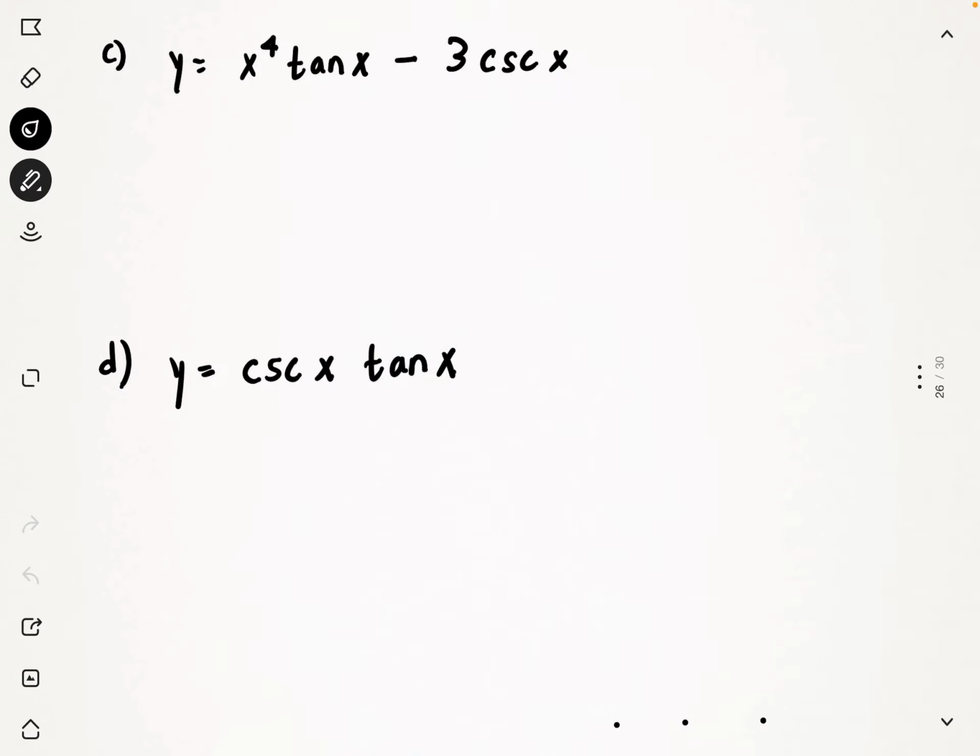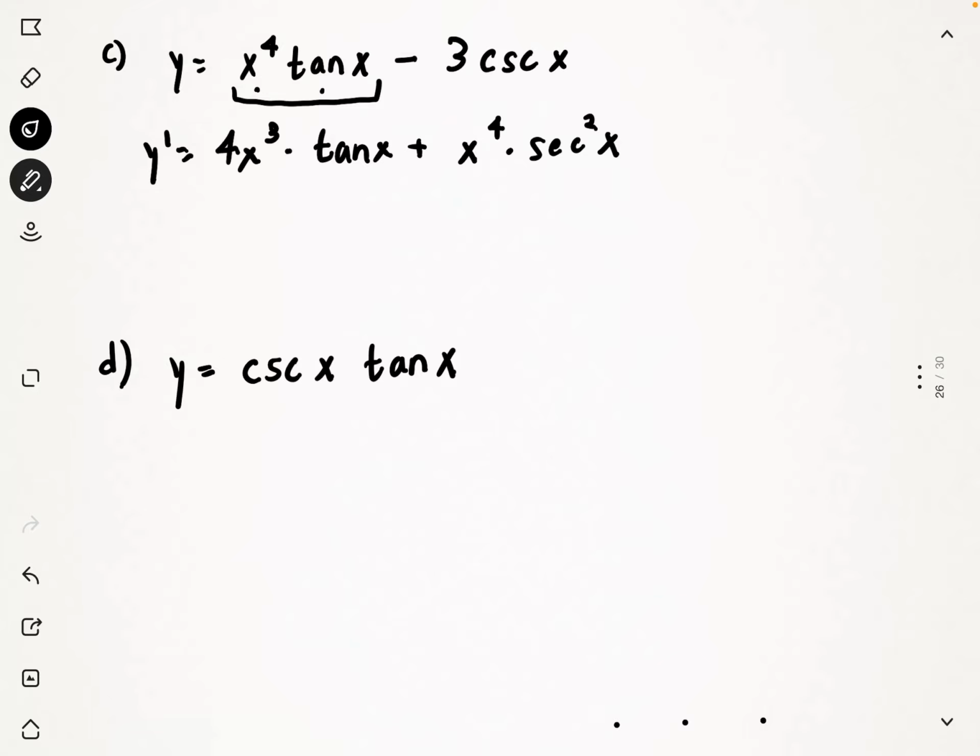Coming up here, we have some things that are slightly more complicated. First of all, we have two separate terms, terms separated by plus or minus signs. And in this first term, we notice that we have to use product rule because it's x to the 4th times tan x. So within this, we're going to do a product rule. So we have f prime, which is 4x to the 3, times g, plus f times g prime, the derivative of tan is secant squared. And that is taking care of the derivative of the first part.